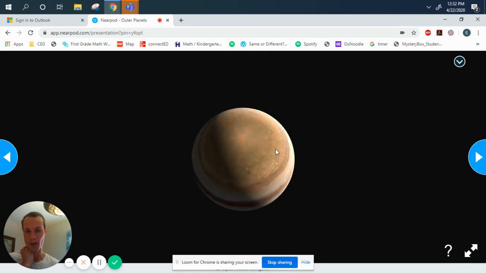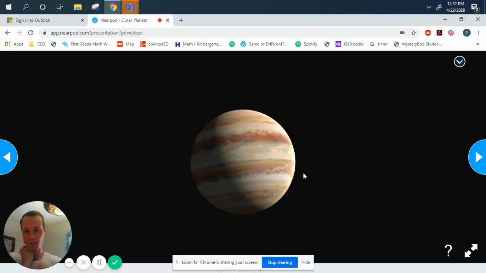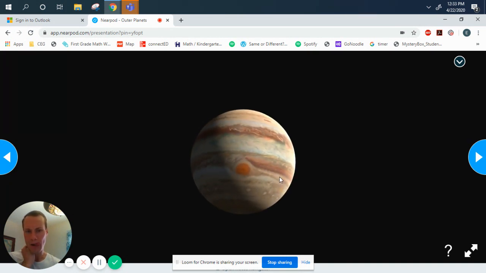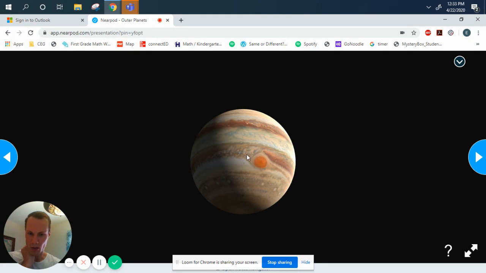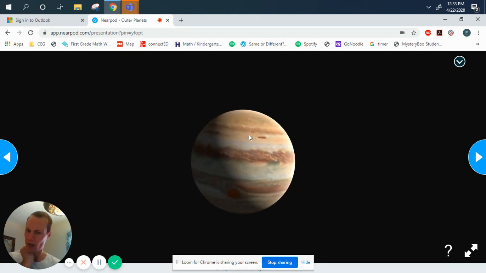You can spin it around. If you're on your iPad, you can actually zoom in by pinching. Can't do it on my computer, sadly. I wonder, this almost looks like water. So maybe there's some sort of water on Jupiter.